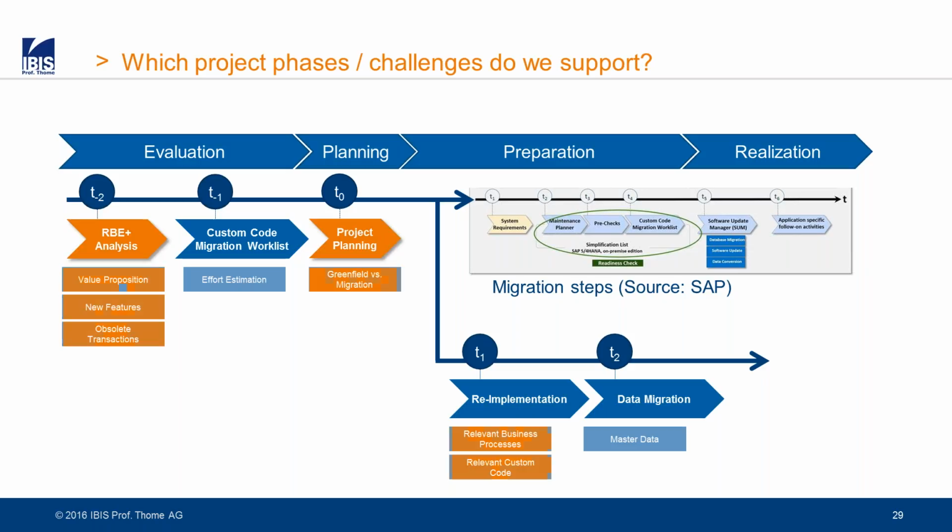Yeah, and our usage analysis supports different phases. So the evaluation phase and planning phase are very well supported. We don't do code analysis, so that's why we recommend the custom code migration worklist. On the other hand, if you see that there are so many custom programs affected, there are also specialists like SmartShift and other companies which offer services in this area. And yeah, then if you're doing the migration, you can pretty much stick to the SAP roadmap. Otherwise, we can also help you with further analysis for the business processes in re-implementation.